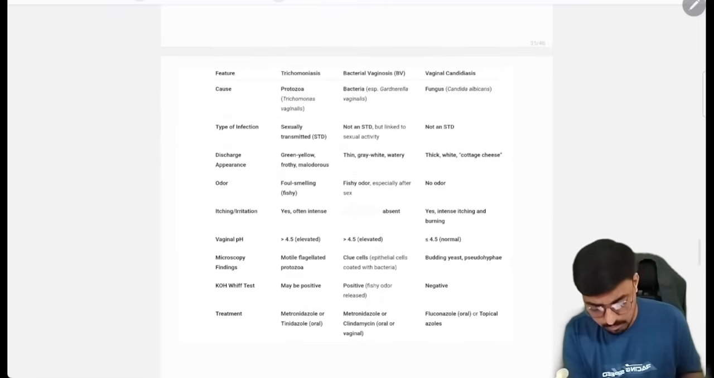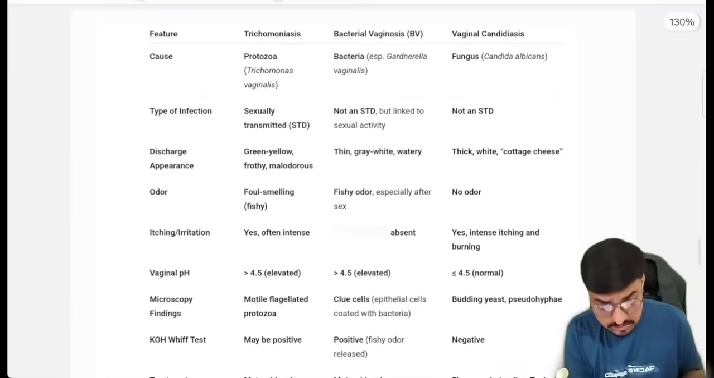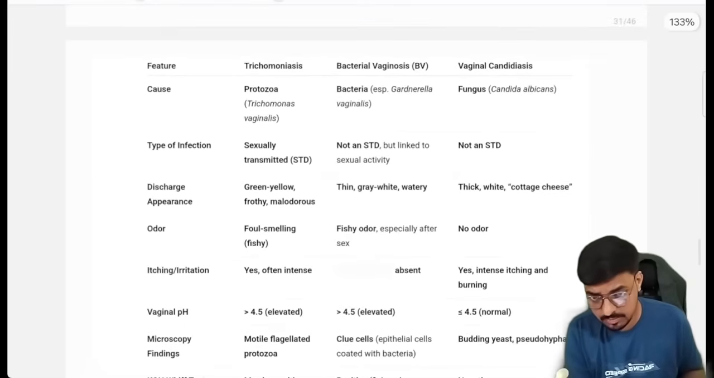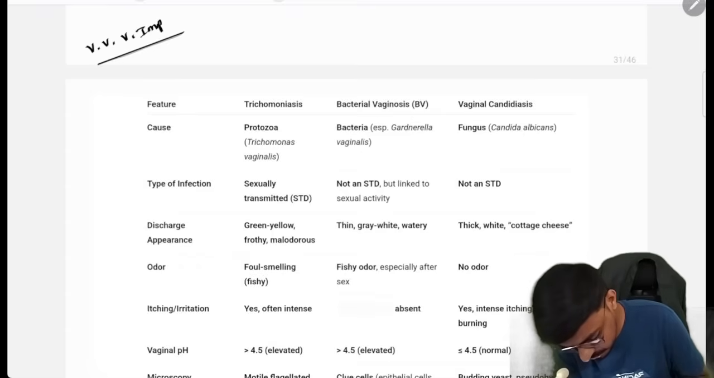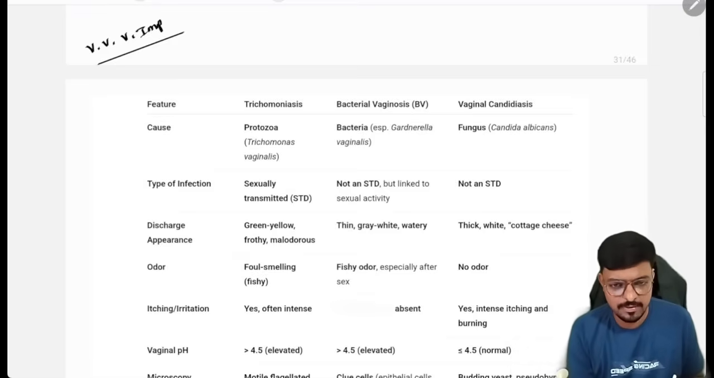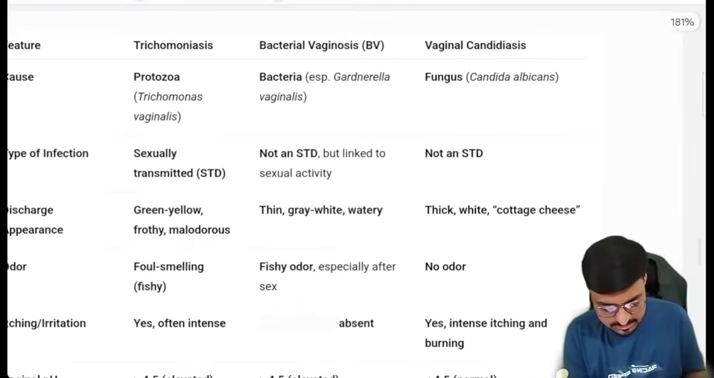You people must and should know this very important chart for your exam, and believe me, it is a very important chart. If you are able to identify these features in scenario based questions, then definitely the result and rank will be yours, right? So let's discuss vaginal candidiasis.